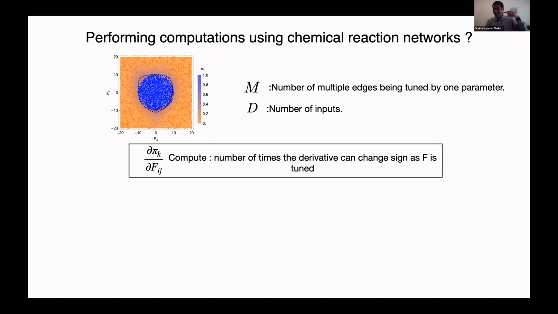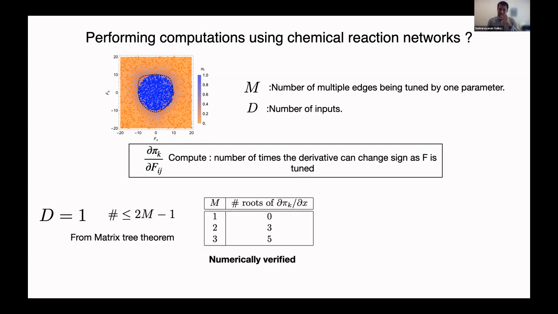If you just have one input, but the input affects multiple nodes, so if D is equal to 1, but that input can affect multiple edges together, then it turns out we can actually write down a bound, again from the matrix tree theorem. We can show that the number of times the derivative can change sign as a function of f is constrained by 2m minus 1.